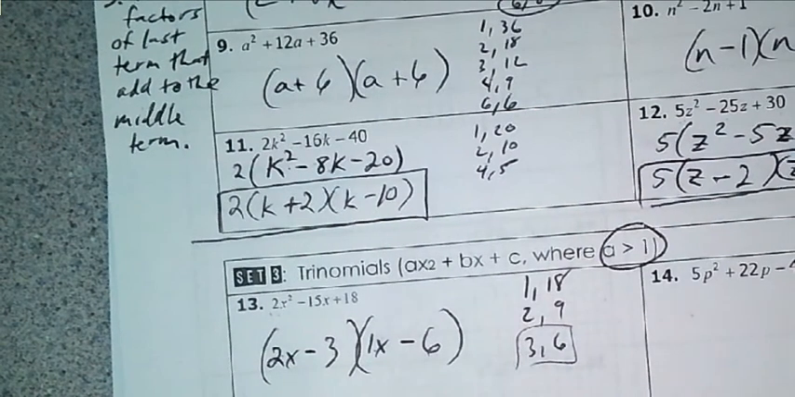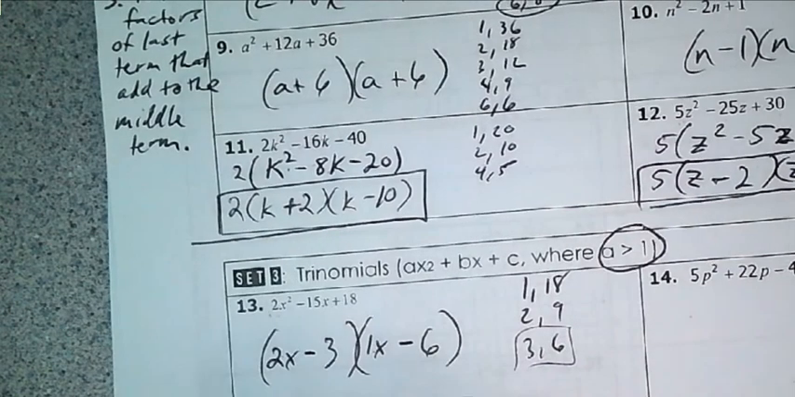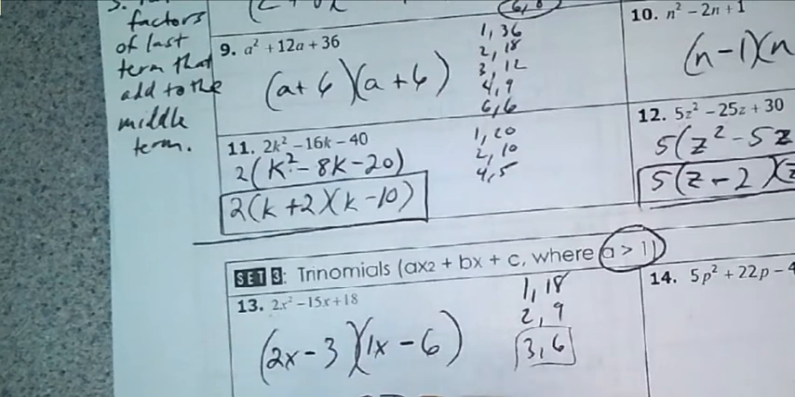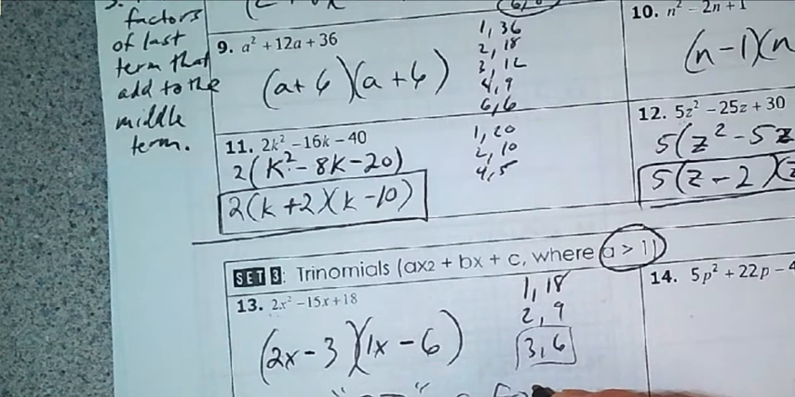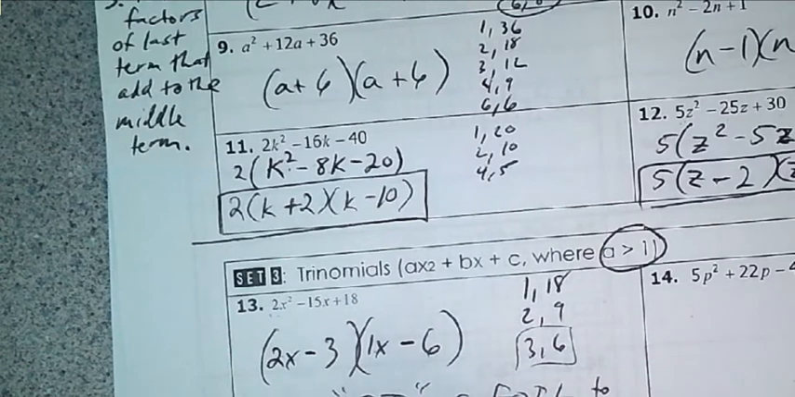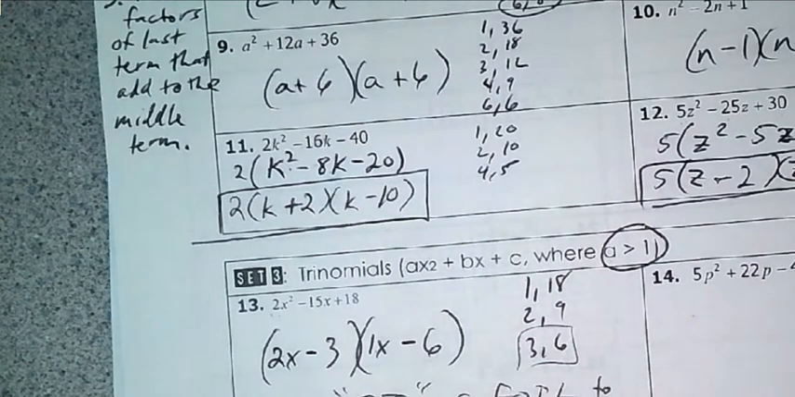Now, here's the thing. I don't know if that's right yet. It's not like the previous problems where I know that it's going to work. This time I've got to check it to make sure it's going to work. And here's how I check it. I use O and I of the FOIL method to check. Now, O and I means outside, inside.